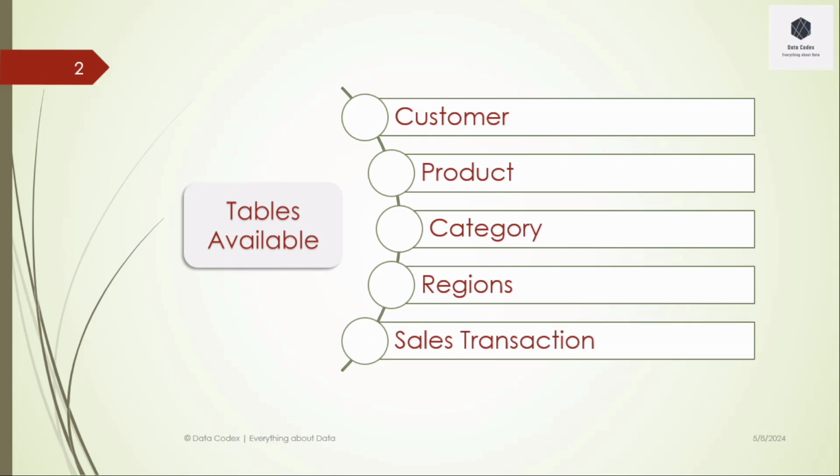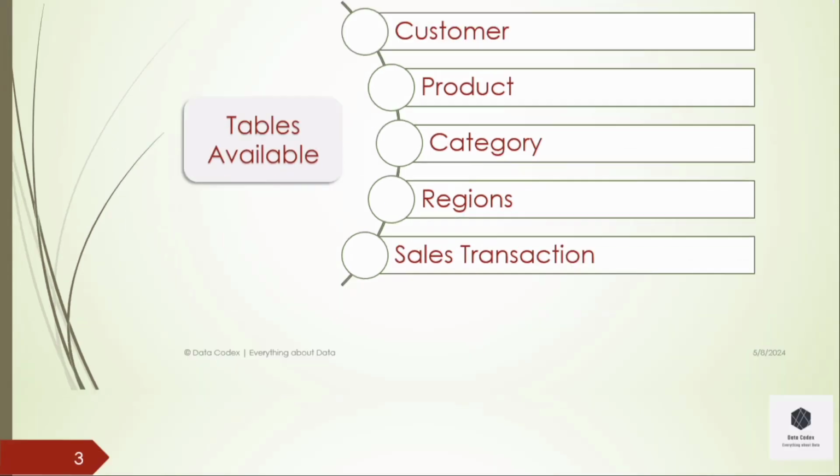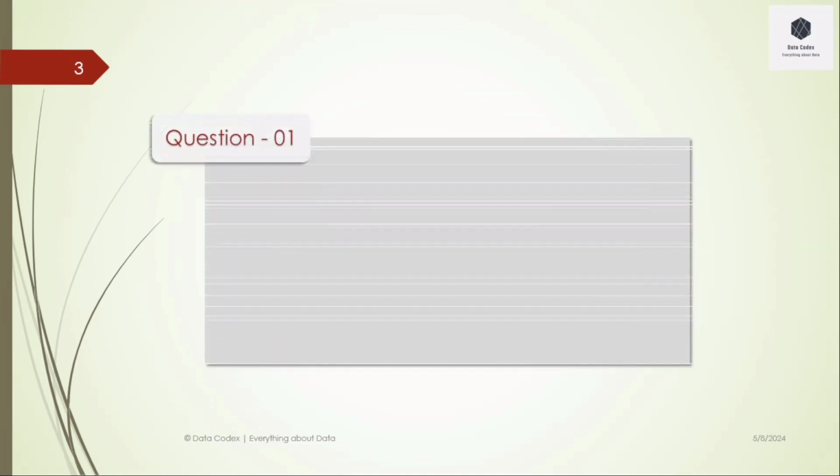And finally we have the sales transactions: which customer has ordered how many products, and the sales date they have ordered, along with the region ID and the category ID. The sales transaction table is going to be the fact table for us, which is the transactional table, and the rest of the 4 are dimension tables. We are going to take a few questions for this scenario, and based on these 5 tables we are going to solve those queries. First let me explain all the questions one by one.